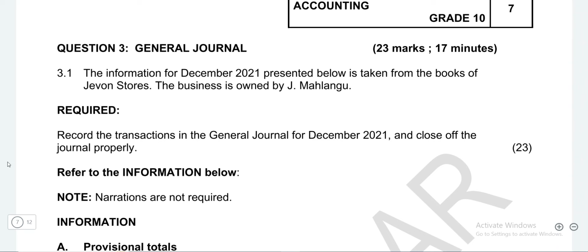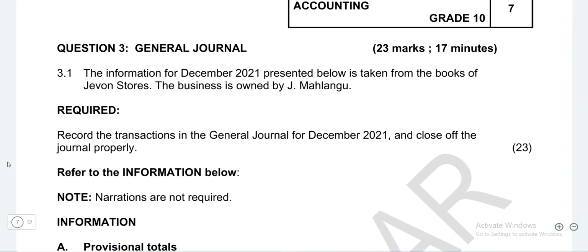Now, in this morning's lesson, I'm going to be looking at what we call a general journal. And for us to understand what we are dealing with here, we need to firstly understand what is a general journal. Before I begin, I would like to remind you that we have about 6 subsidiary journals, and the general journal is the seventh one, if I remember well.